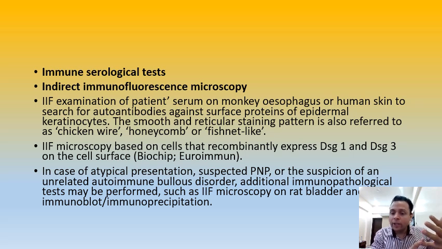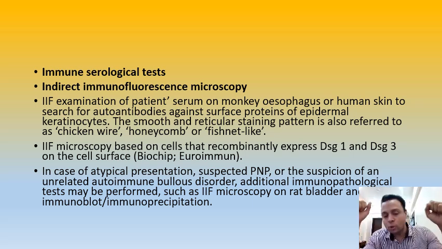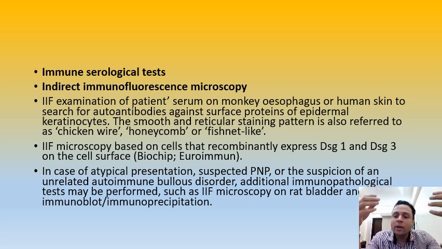Chicken wire, I already used this word, chicken wire, fishnet, honeycombing, like a honeycomb. Have you seen a honeycomb? So these are the three words they use. IF will tell you about the desmoglein 1 and desmoglein 3 on the cell surface.